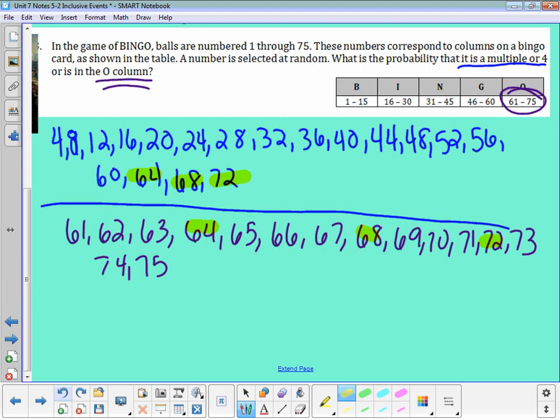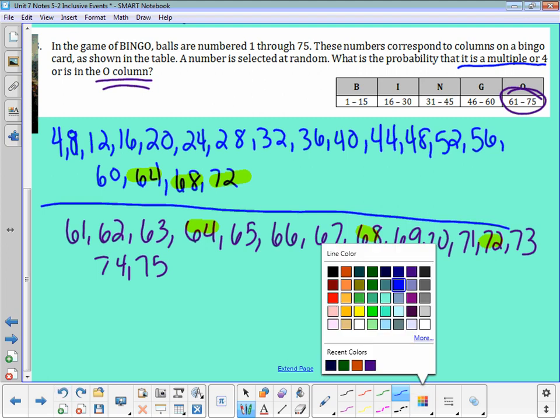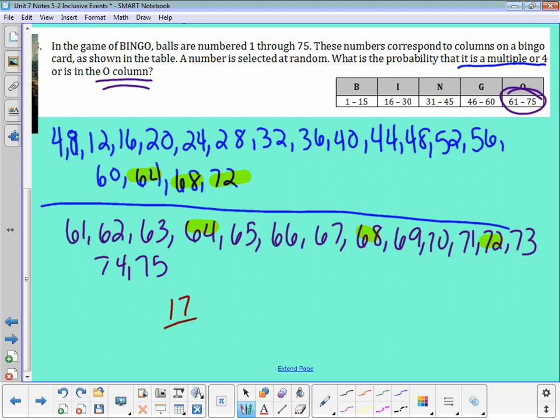So first, let's count how many we have in each category. When you count it all up, there's 17 numbers in that first category. So we have 17 out of 75 total numbers. There's 75 total bingo numbers. Next, we want to figure out how many are in our O column. We count up how many numbers there are between 61 and 75, and there's 15. So we have 15 out of 75.